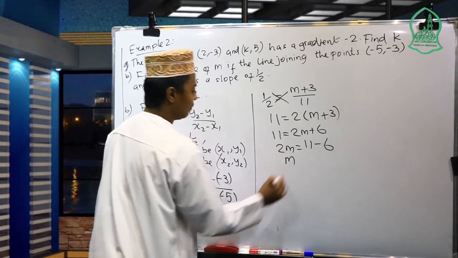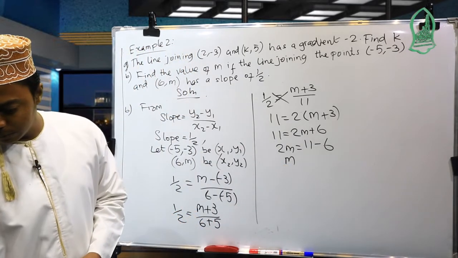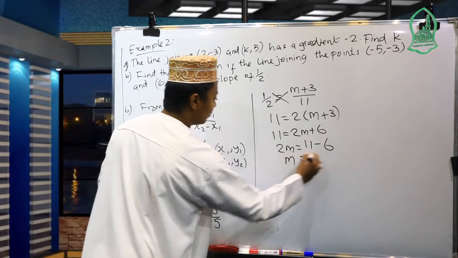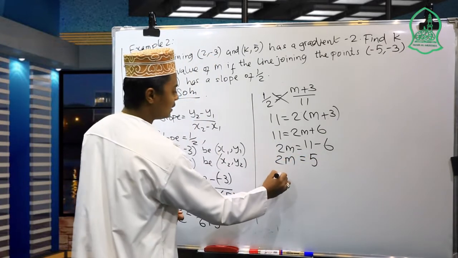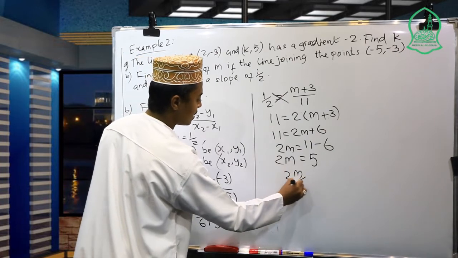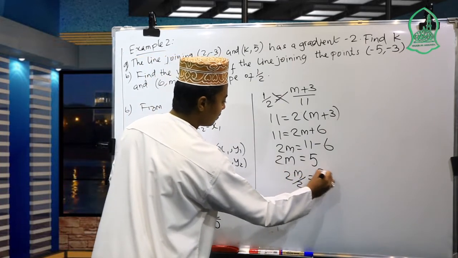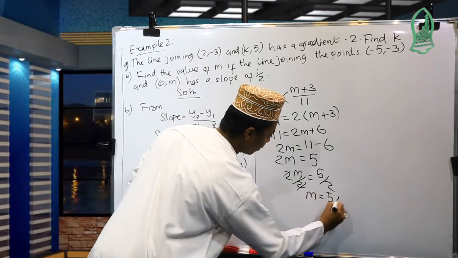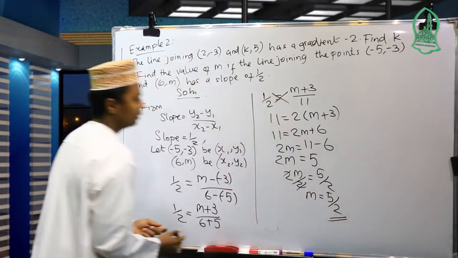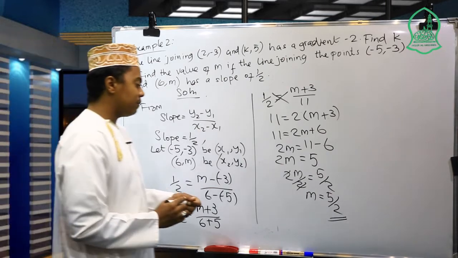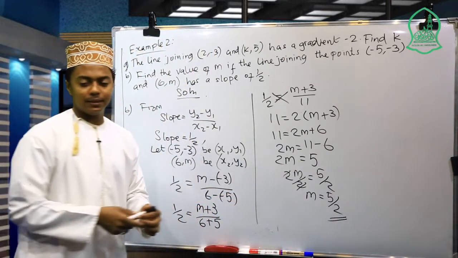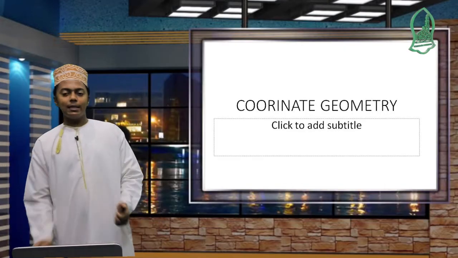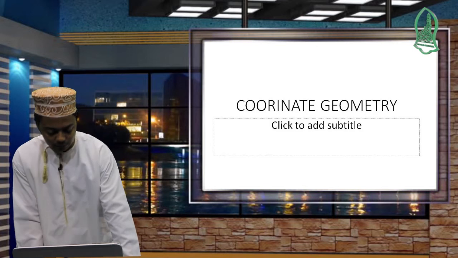Then m equal to, here we have 5, here we have 2. Divide by 2 on both sides. So m is equal to 5 over 2. So this value of m is what we need to find. So let us stop here in our lesson.